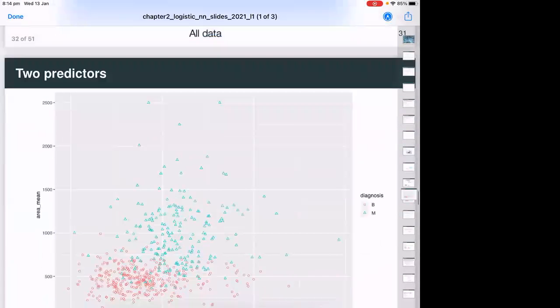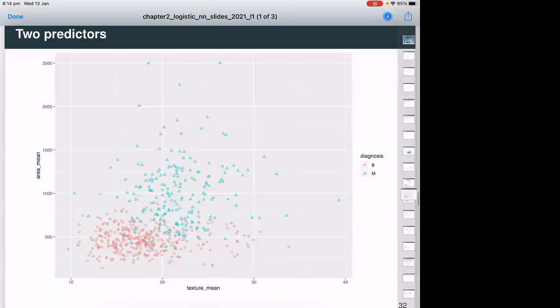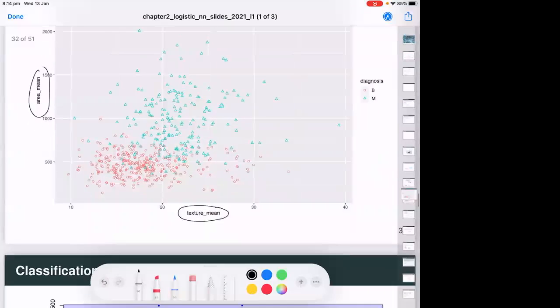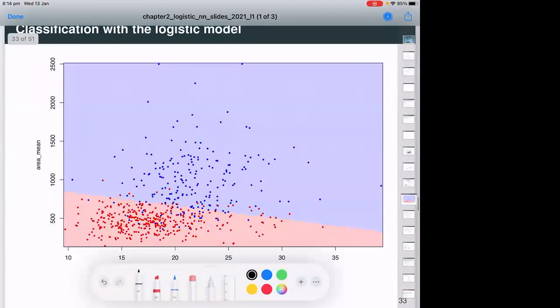After that, I will use more features to have a better model. So I do it with 2 predictors. Everybody is comfortable with this plot? I put my 2 predictors, I have these features for each breast mass, and I have the red and the blue, which is my output. I want to discriminate between benign and malignant. So I did the logistic model.